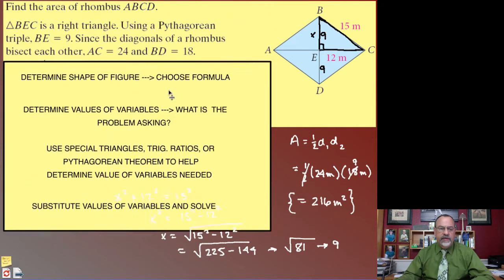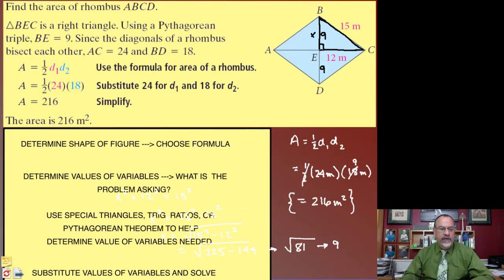And let's reveal, let's see if we did that one right. And we do have the correct answer. So again, choose the formula, know what those values represent in the diagram, and then use what we've learned from previous lessons to calculate the values that we need for our formula.